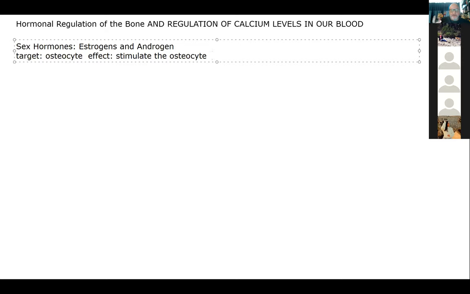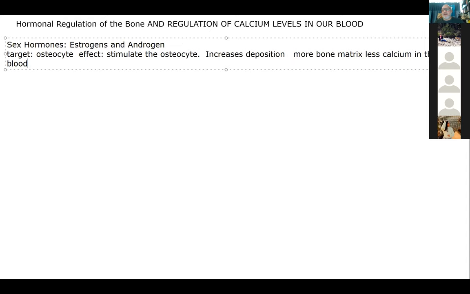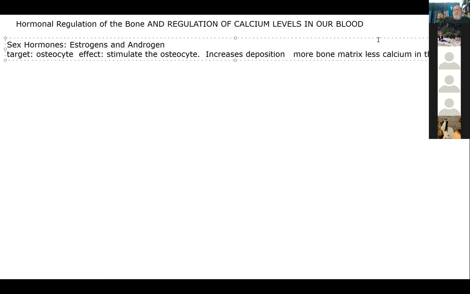And then, of course, because of that, basically what this does is this increases deposition or resorption. Deposition, excellent. And so since we're increasing deposition, does the bone matrix get thicker or thinner? More bone matrix or less bone matrix? More bone matrix, right? And as a result of that, we're getting less calcium in the blood, because if we're making more bone matrix, we need to be grabbing that calcium from somewhere. And obviously, as we said, it comes from the interstitial fluid from the blood. So there's more bone matrix and less calcium in the blood, right? Really no new information here. We've just kind of synthesized everything that we have talked about for that.